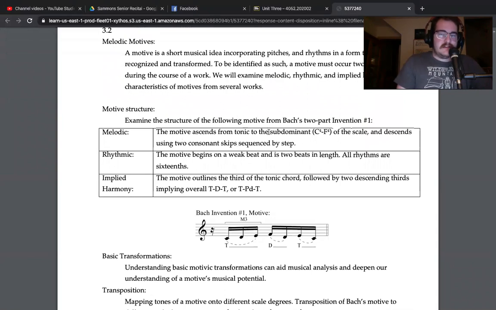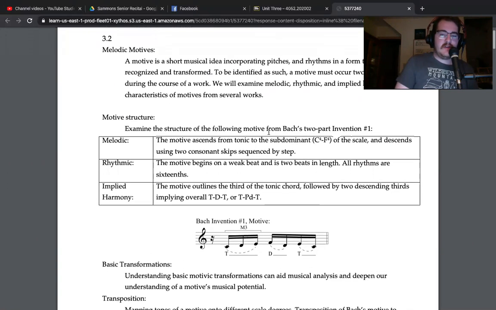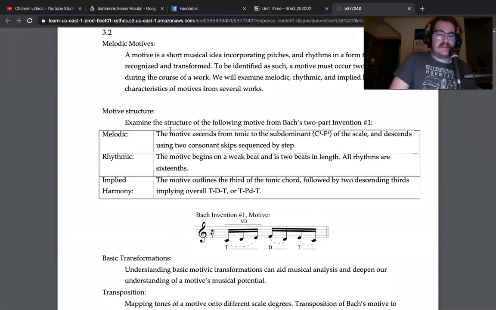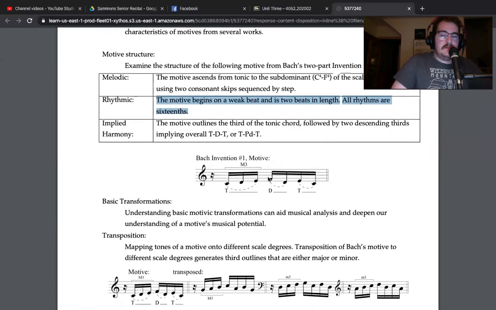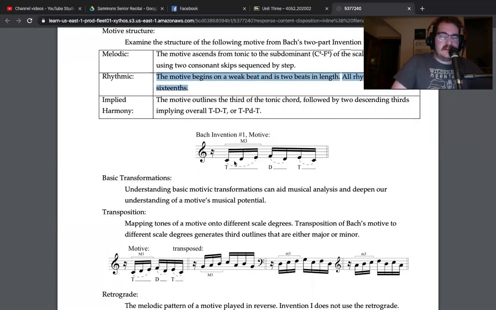He's just analyzing, like I said in the last video, that melodies can move stepwise or skipwise, and they can give a certain chord outline and imply a chord. So that's really these two. And then in this chart, he's just analyzing the rhythm of it, which is straight 16th notes, missing the first one, two beats long.